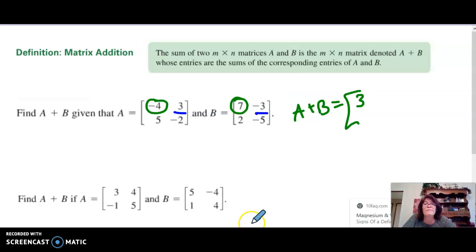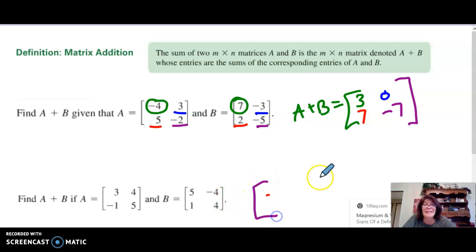The second row, first column, I add 3 and -3. The second row, first column, I add 5 and 7. The second row, second column, I add -2 and -5. Okay, so that's the A plus B matrix. Go ahead and try this one on your own. Again, pause me so that you have a chance. The beauty is you can control this. You can just pause me and do it and then check your answers, okay?